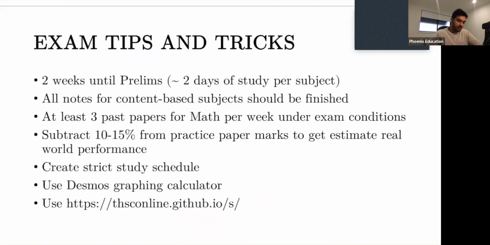Okay, let's quickly talk through exam tips and tricks. So right now, there's 2 weeks until prelims, give or take. Maybe you have 3 weeks depending on your school. So if you're doing 7 subjects, this means that you have pretty much just 2 days of study per subject. So imagine if your extension 1 exam was in 2 days' time. How would you be studying if you had that mentality?